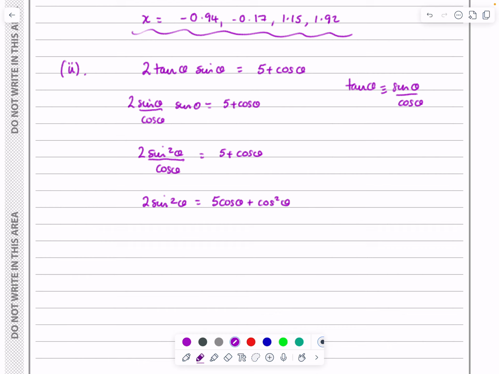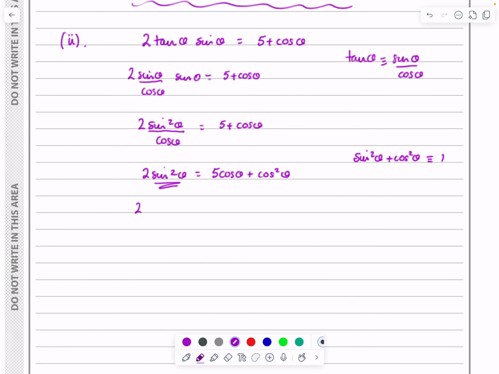And now here, I hope you've done enough practice of these. What I need to do is I need to change either sine squared to cos squared or cos squared to sine squared. But look, I've got a cos there. I can't change that very easily. So I want everything in terms of coses. And if I want everything in terms of coses, this can change using our second identity that sine squared plus cos squared is equal to 1. So if that's true, sine squared is 1 minus cos squared.